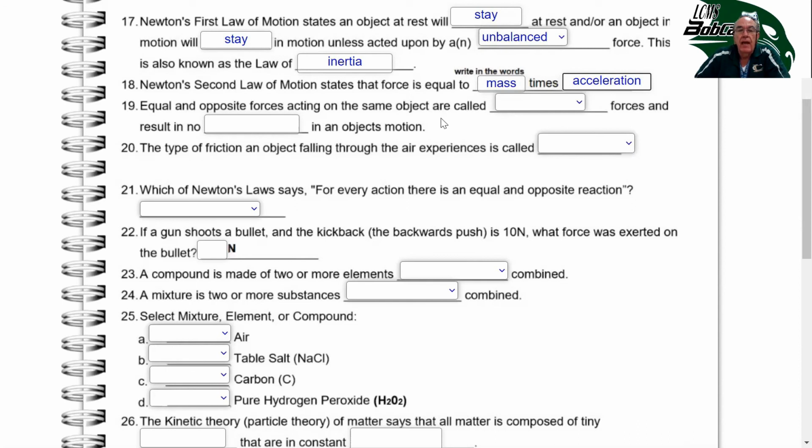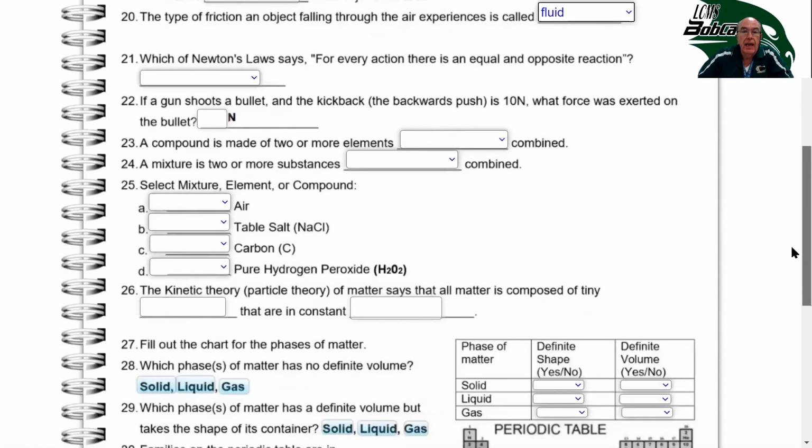Equal and opposite forces acting on the same object are called, well, if they're equal and opposite, they're going to cancel out. They're going to be balanced and cause no change in an object's motion. The type of friction on a falling object experiences through the air is called fluid friction. Remember, fluid friction is sliding friction when it's sliding through a liquid or a gas, which air is a gas. Which of Newton's laws says for every action there's an equal and opposite reaction? That would be the third law.